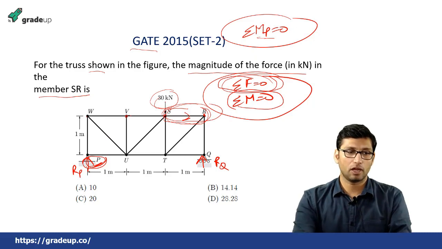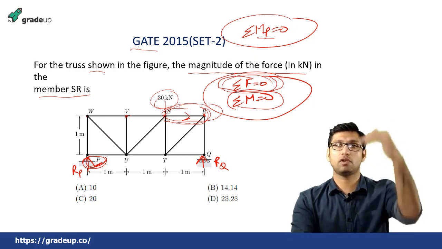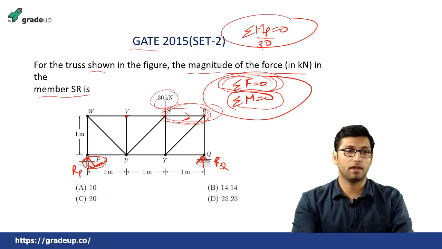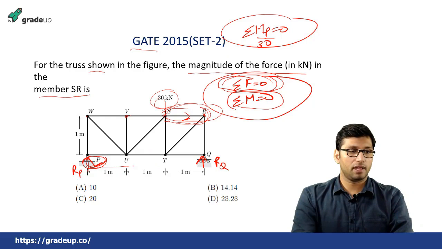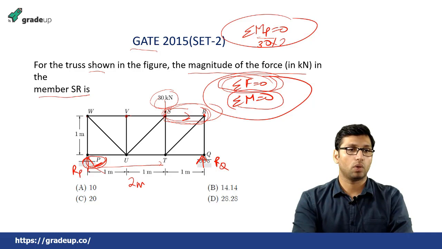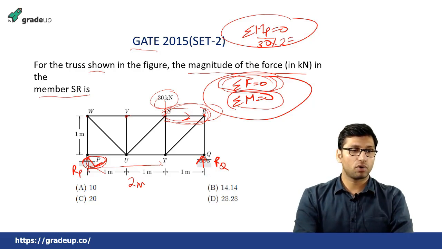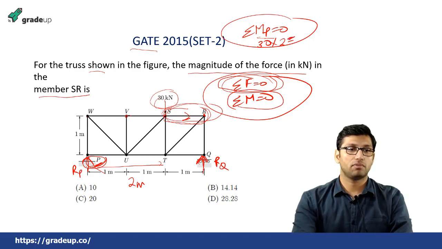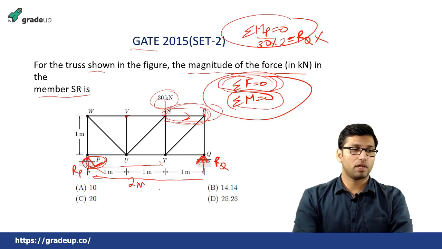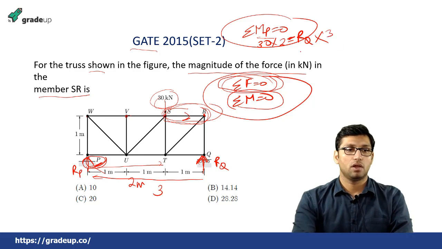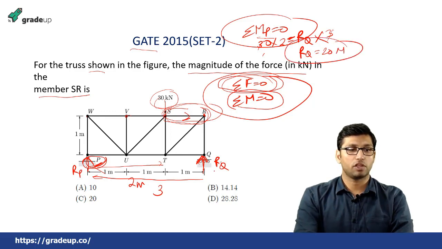Now here the 30 Newton force is applied downward. If downward force is taken as positive, this will be 30. The distance between this 30 Newton force and point P is 2 meters, so 30 into 2. Now another reaction force is RQ. The direction of the RQ force is opposite to this direction, so this will be minus RQ into the distance of RQ from this point, which is 3. So you can get the value of RQ equal to 20 Newton.